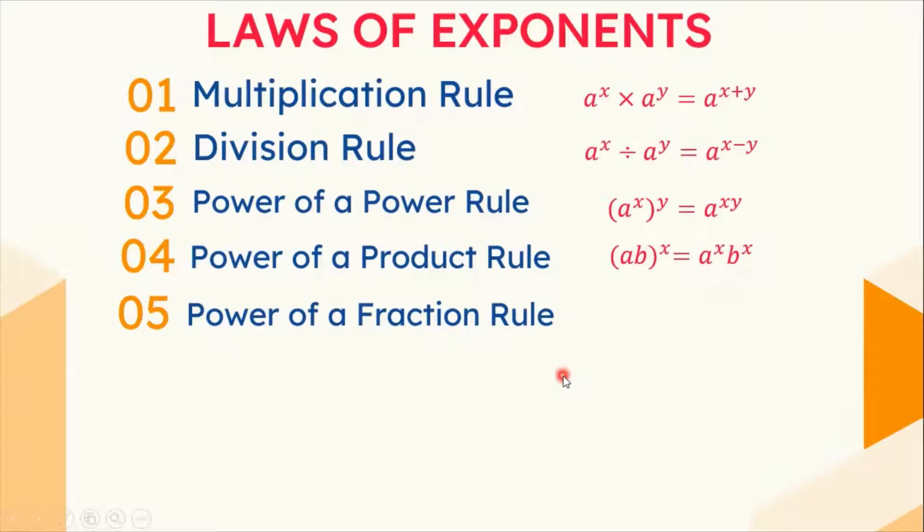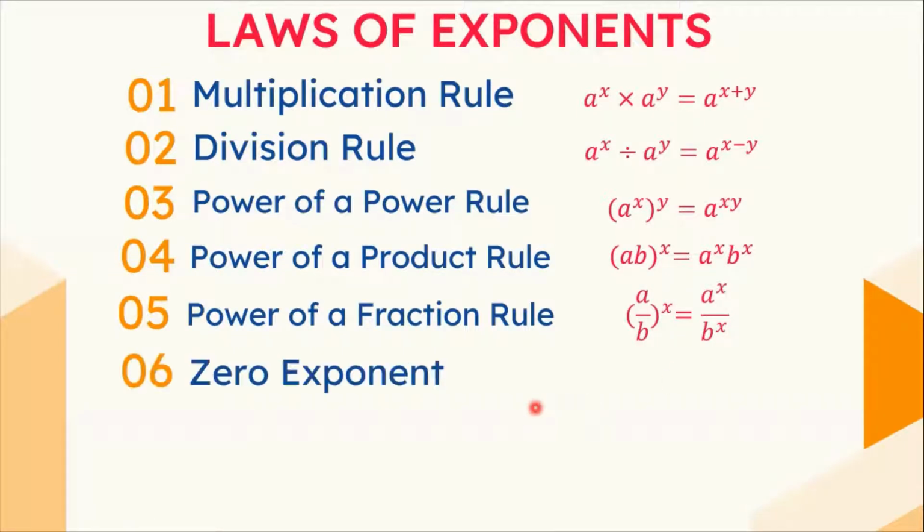Next, the power of a fraction rule. If the quotient of the bases is raised to the same exponent, then the result is both the numerator and denominator, each raised to the given exponent. Next, for the zero law of exponents, any base raised to the zero exponent is equal to 1.